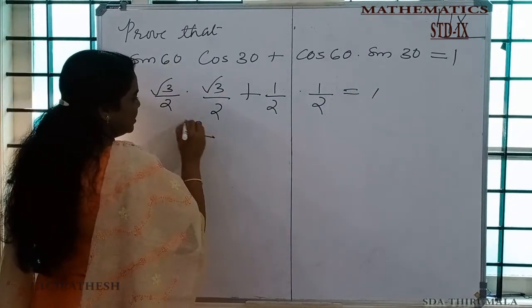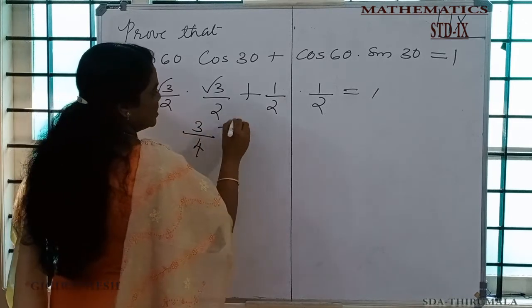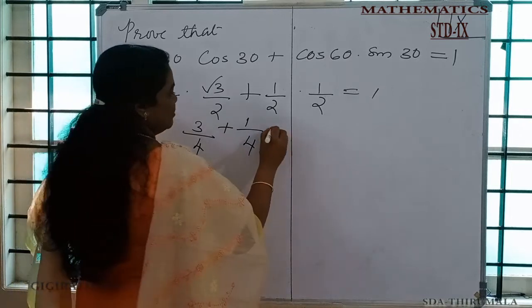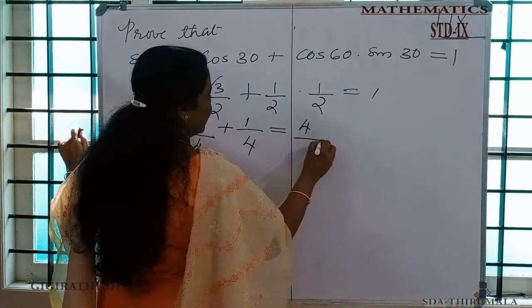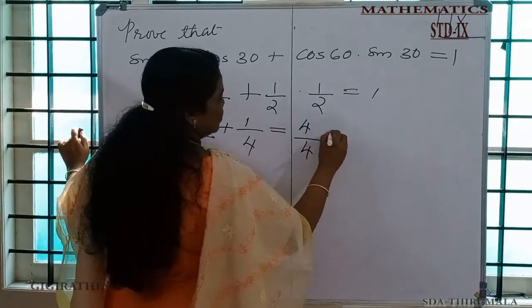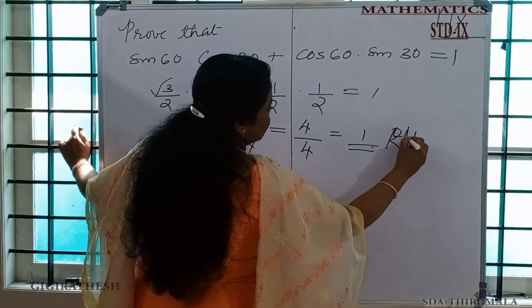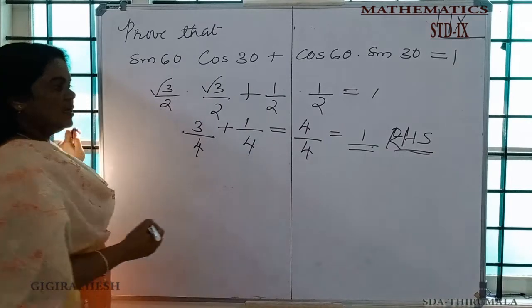3 by 2 into 2 is equal to 4, plus 1 into 1 is equal to 1, 2 into 2 is equal to 4. And we get 4 by 4 is equal to 1. That is, this is the RHS. Okay, we get the RHS.